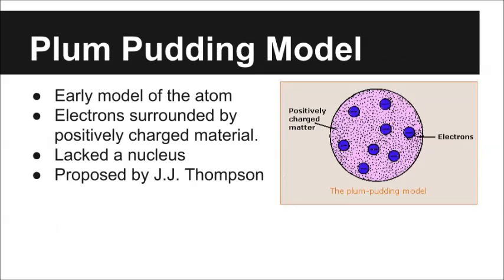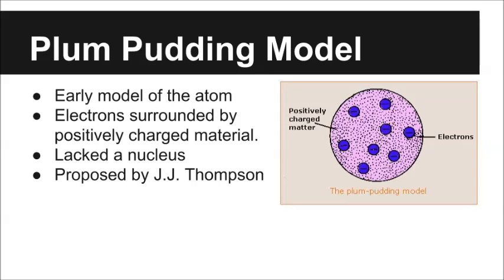So first off, we're going to talk about an early model of the atom. This is called the plum pudding model, and it was proposed by J.J. Thomson in the late 1800s. It's important to note that this is completely wrong, but it was an early model. It's important to know what it was. So this model stated that electrons existed in the atom, and they were surrounded by a sea of positively charged material.